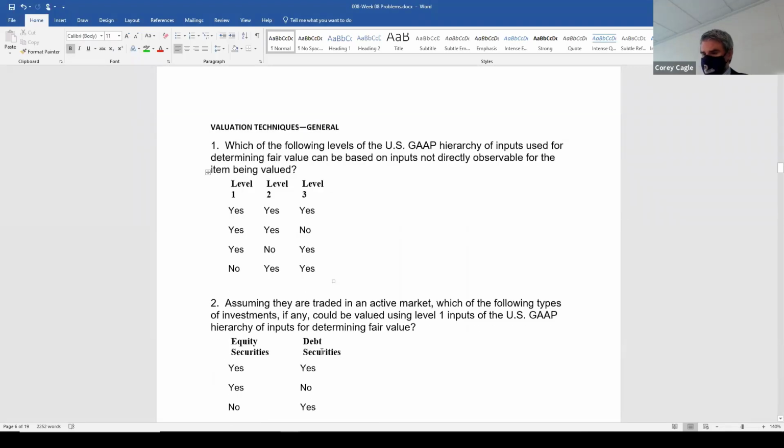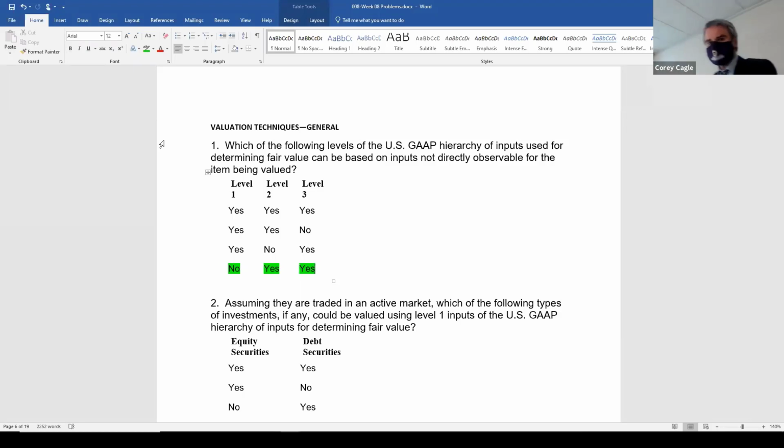So we do have some questions we can look at. Number 1, which of the following levels of U.S. GAAP hierarchy of inputs used for determining fair value can be based on inputs not directly observable for the item being valued? Well, level 1, that's observable. That's what makes it level 1, right? So no on level 1, but yes on the other 2. Levels 2 and 3, you get into a little less ideal situations, so not directly observable.